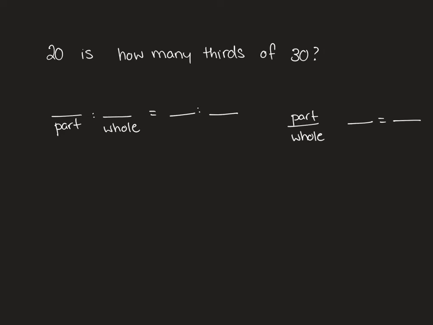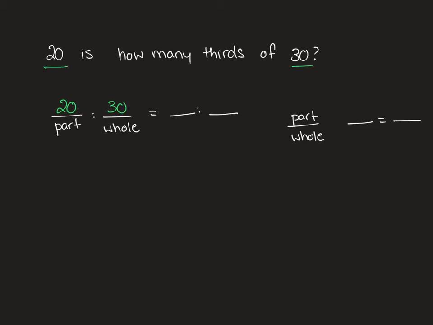Okay, we're going to look at a different setup for this with a different piece of missing information. So 20 is how many thirds of 30? So sometimes we can go through and go, okay, what do we know? Do we know what our first part is? It would be 20. So we're going to put that here. And then we look at, do we know what our whole is for the whole thing? So if 20 is the part, what would the whole be? It would be 30. That's our number on the end here.